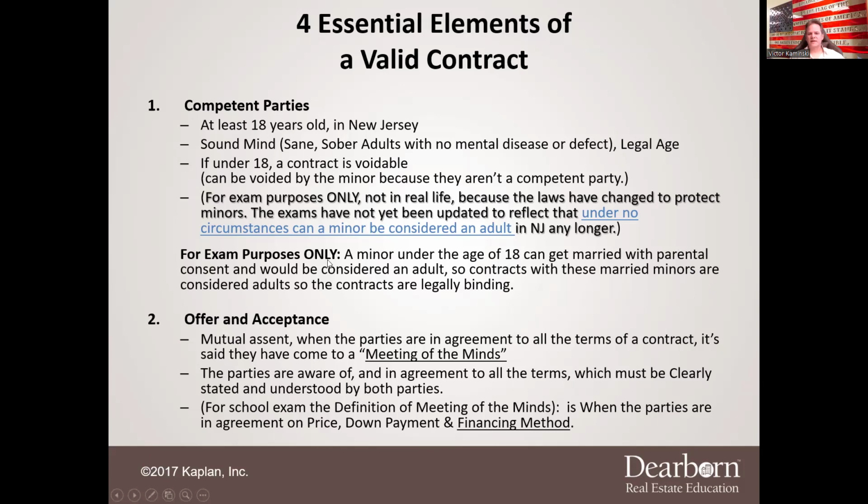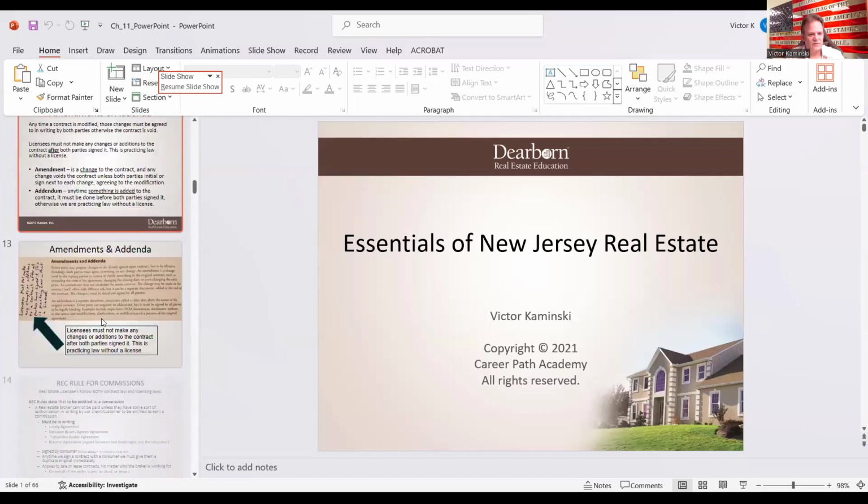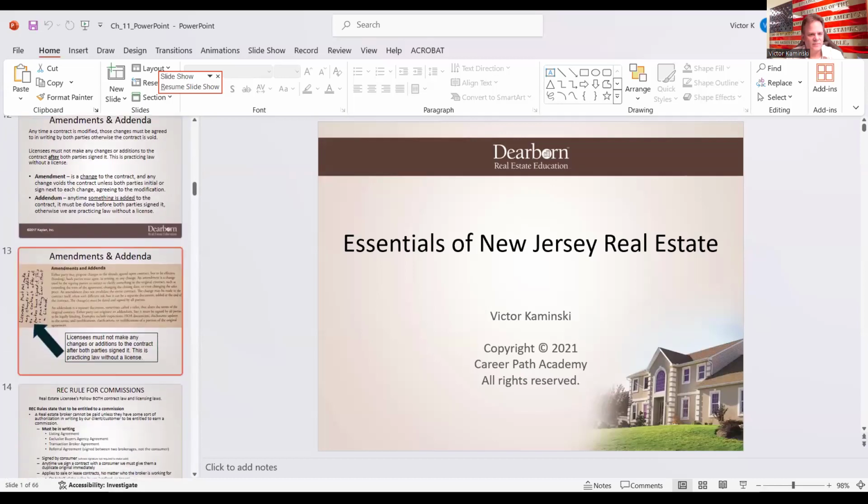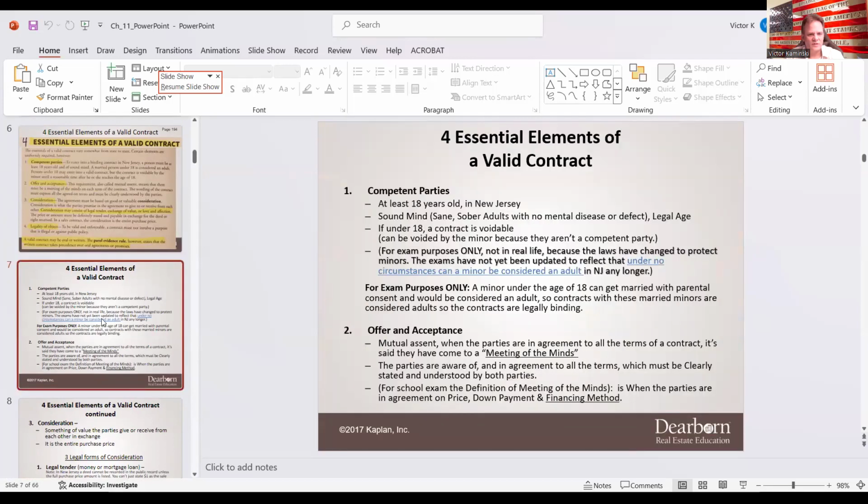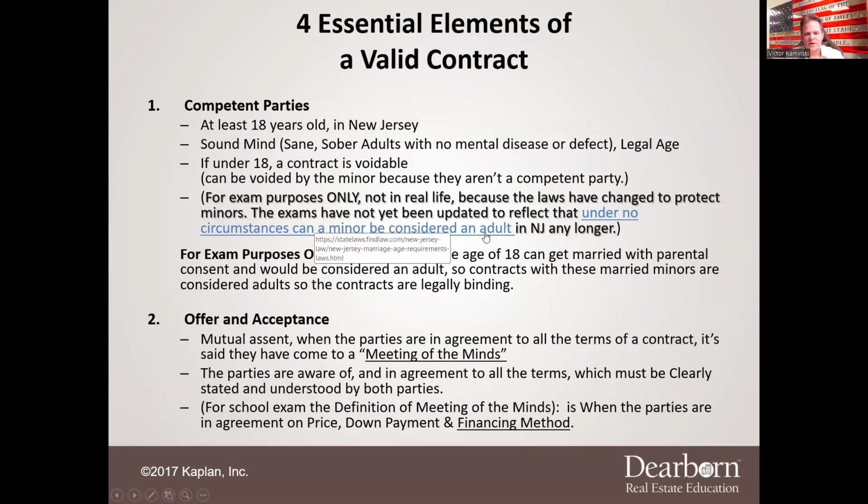All right, so this is for exam purposes only. A minor under the age of 18 can get married with parental consent. That's no longer true, actually. Here, hold on a second. Let me put a link to that correction. Let me see if I can locate that. I know it's on a coming slide somewhere. That's actually on this slide already. Under no circumstances can a minor be considered an adult.